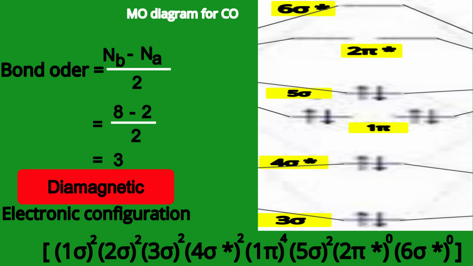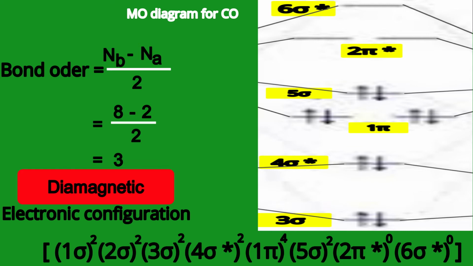1 sigma means 1s orbital of oxygen, 2 electrons. 2 sigma means 1s orbital of carbon, 2 electrons. And 3 sigma is our bonding orbital, 2 electrons. 4 sigma star anti-bonding orbital due to 2s orbitals, 2 electrons.